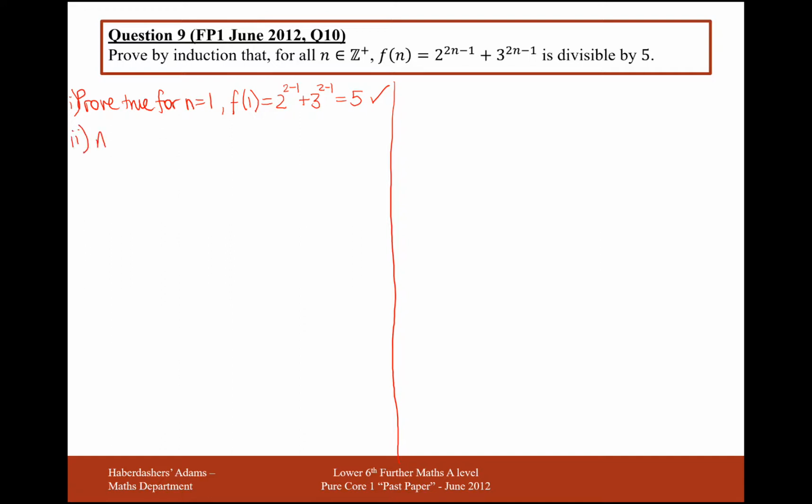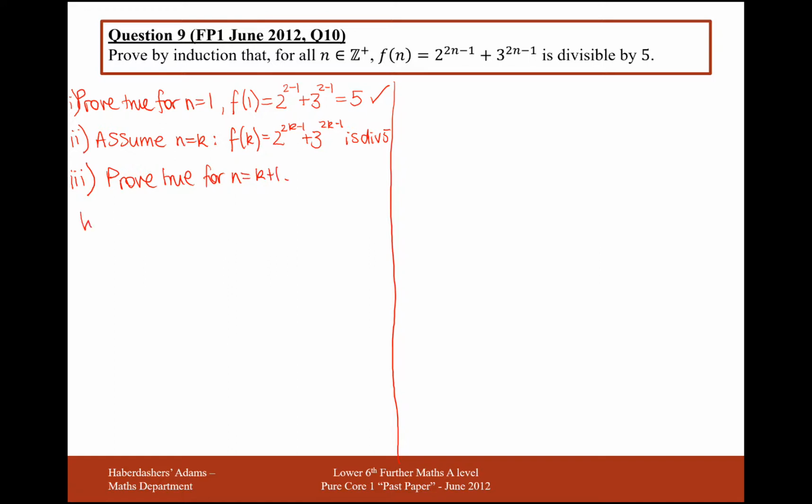Part 2 is to assume true for n equals k. So that means that f of k, which is 2 to the power of 2k minus 1, add 3 to the power of 2k minus 1, is divisible by 5. So that's what we're going to assume, and the more difficult part of this question now is to prove that this is also true for n equals k plus 1.